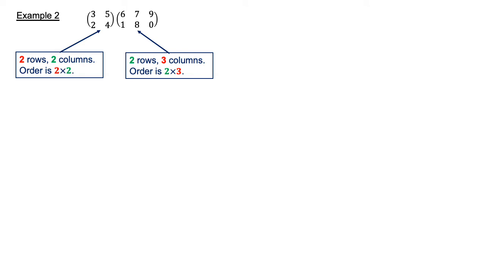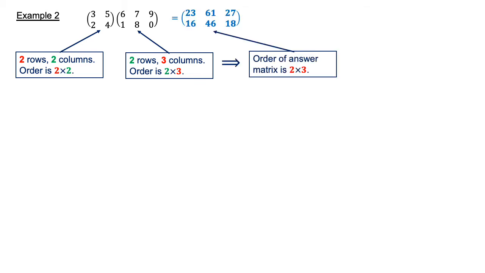Okay, the columns in the first match the number of rows in the second, the green 2s, so they can be multiplied together. And the order of the answer matrix is given by the red numbers. It's the 2 rows by the 3 columns. And if I do multiply them together, there it is. So you've got the 2 by 3, and there are the answers for each element in the matrix.